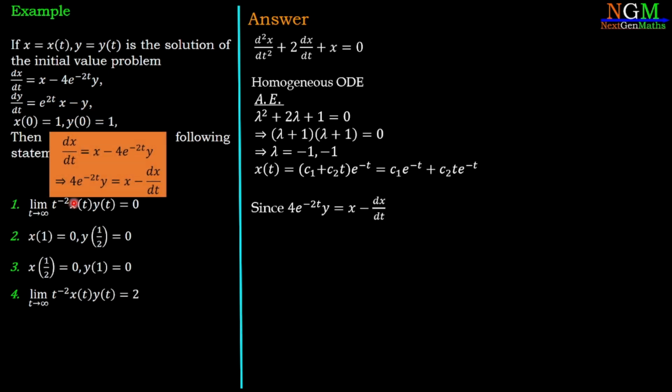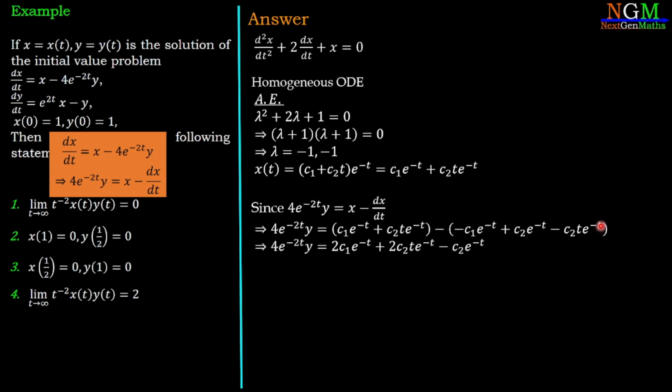Now from equation 1, we have 4 e^(-2t) y equal to x minus dx/dt. Substitute the values of x and dx/dt. We have c1 e^(-t) plus c2 t e^(-t). Differentiate this with respect to t. We have minus c1 e^(-t) plus c2, the derivative of t is 1, so e^(-t), minus the derivative of e^(-t) which is minus e^(-t), so we have minus c2 t e^(-t). Now simplify the right hand side. We have 2c1 e^(-t) plus 2c2 t e^(-t) minus c2 e^(-t).